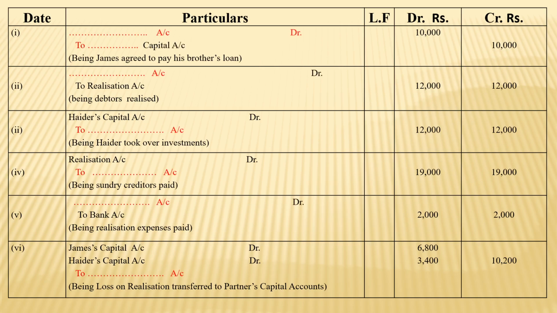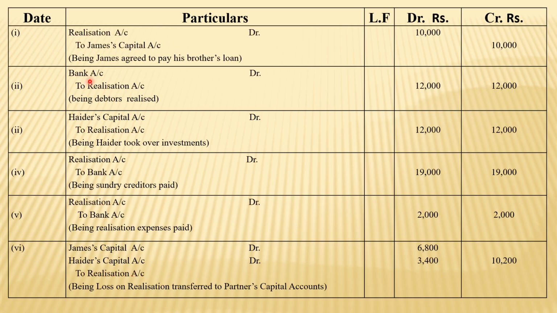Now the second one, debtors realized, recovery of debtors 12,000, an inflow of cash. At that time, bank account is debited to realization. So here also the entry is bank account debit to realization, recovery of debtors 12,000.